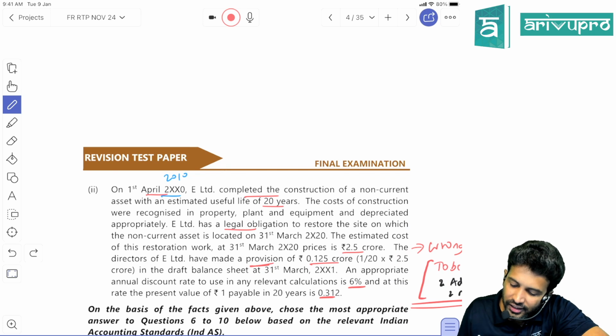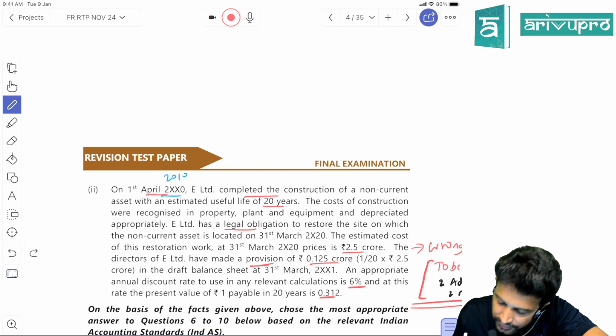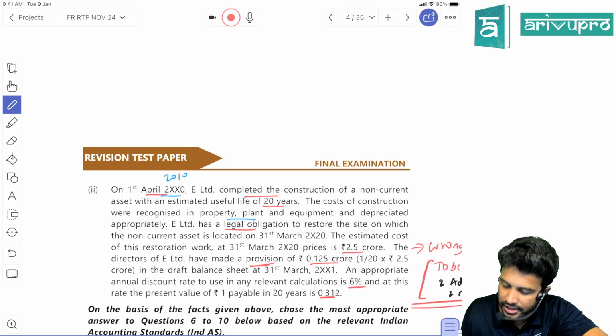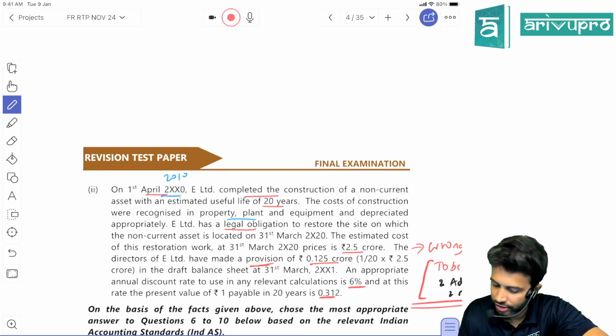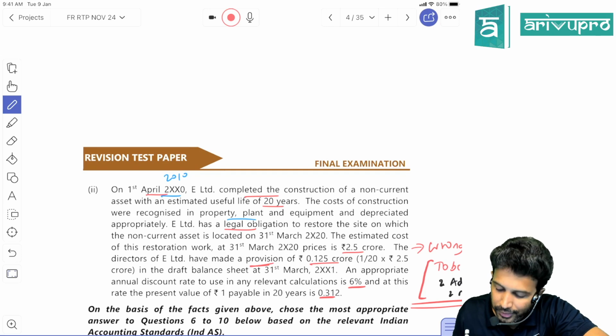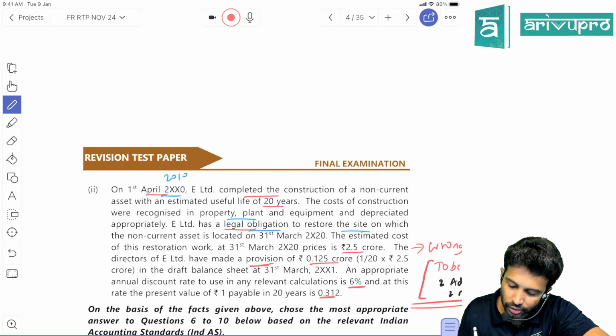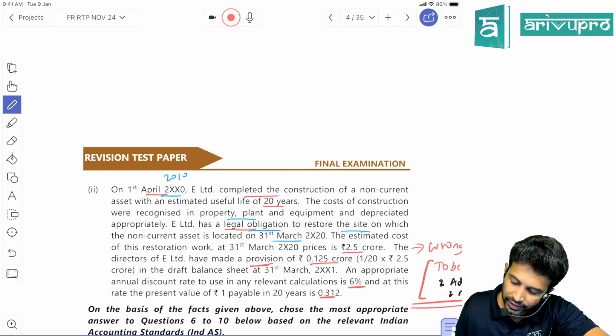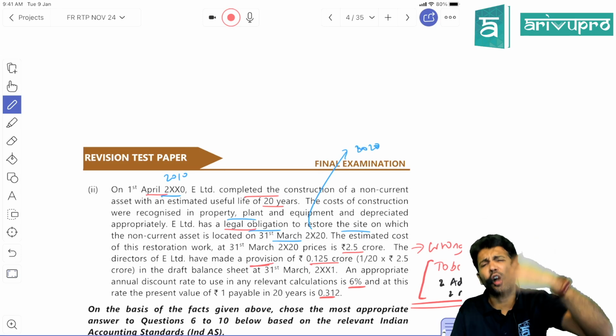E Limited completed the construction of a non-current asset with an estimated useful life of 20 years. They completed the construction. The cost of construction was recognized in PPE, and depreciation is also charged. E Limited has a legal obligation to restore the site on which the non-current asset is located on 31st March 20x20, meaning 20 years later, you have an obligation to restore.